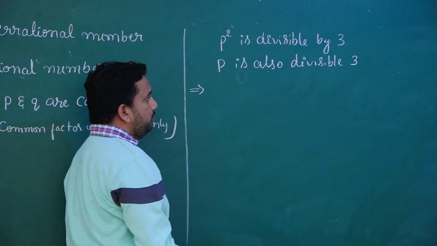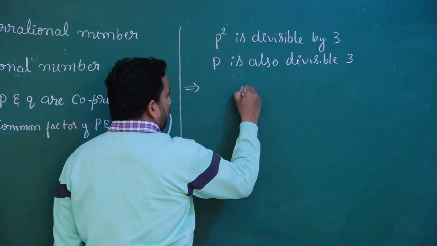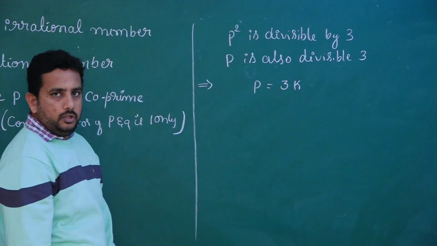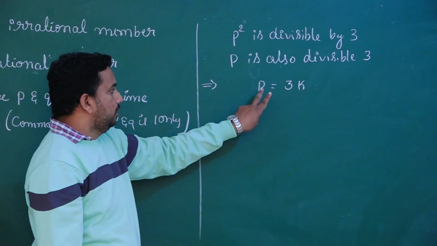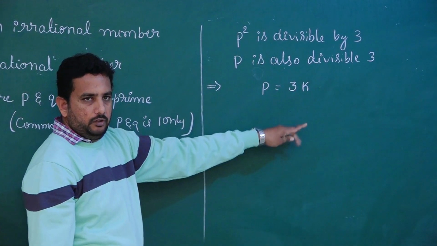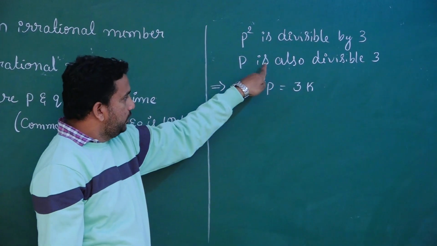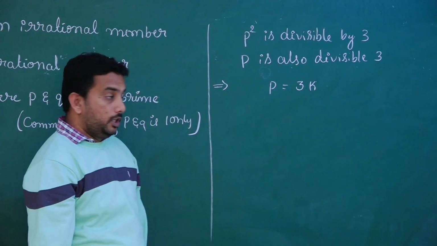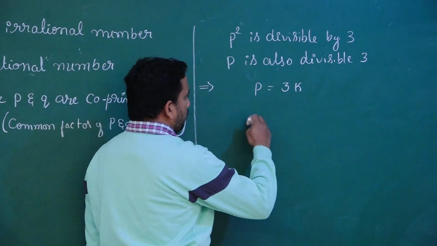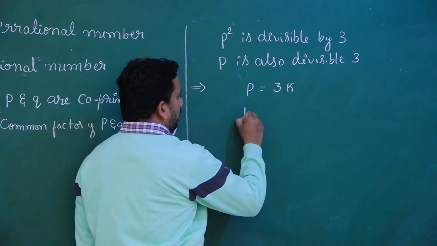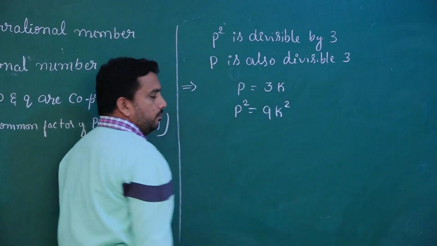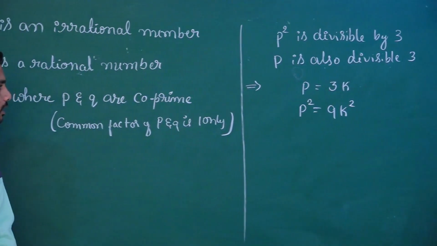If the number p is divisible by 3, then we can write p is equal to 3k, where k is some constant. You can take any number 1, 2, 3. So p is divisible by 3, and then p is equal to 3 into k. Squaring that, we get p square is equal to 9k square.